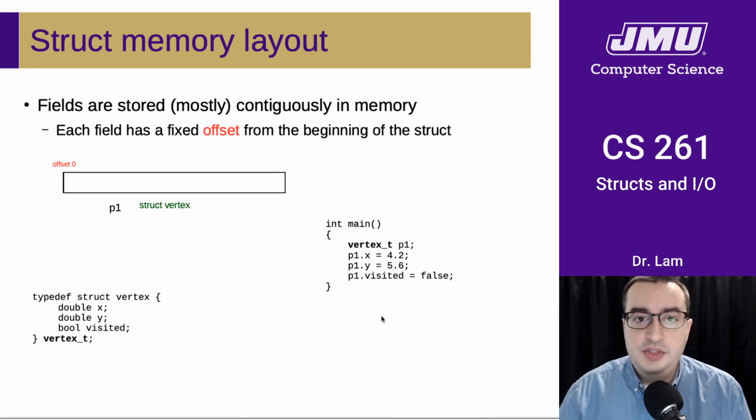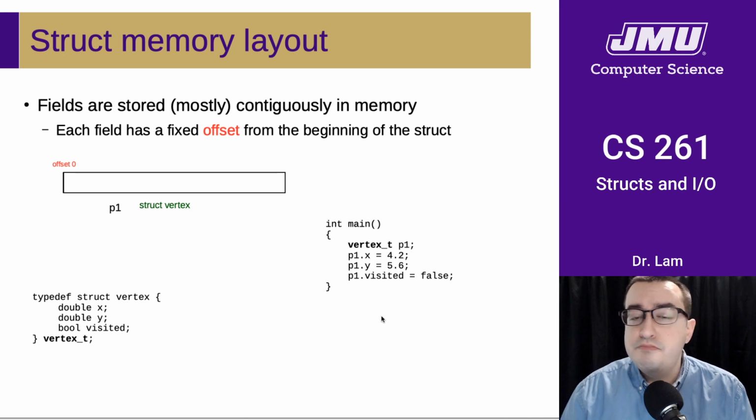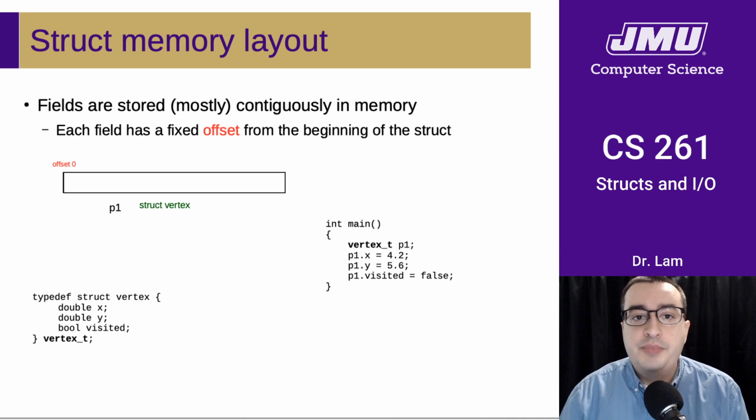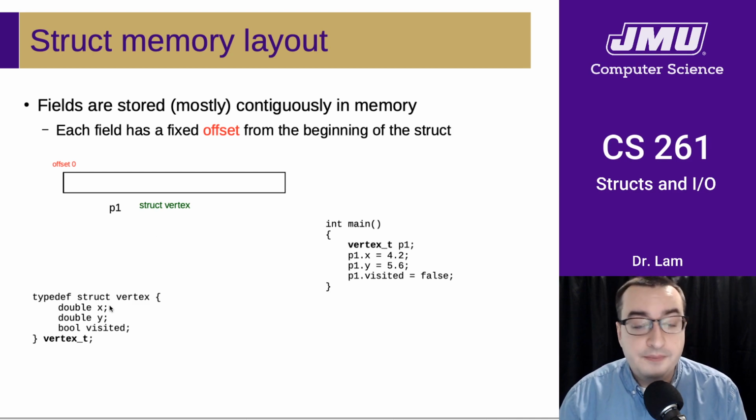Under the hood, these fields are stored mostly contiguously in memory. We'll see an exception to that in just a second. But every field is going to have a fixed offset from the beginning of the struct. So here is a little diagram indicating all the memory that is allocated for variable P1, which is a vertex. It's going to have 3 members, so this memory is going to be divided up into 3 chunks. The first chunk is allocated for this double precision number x.